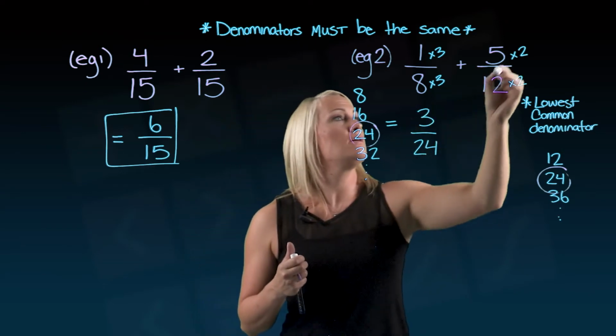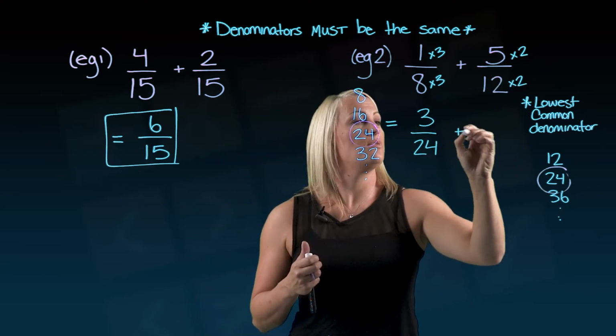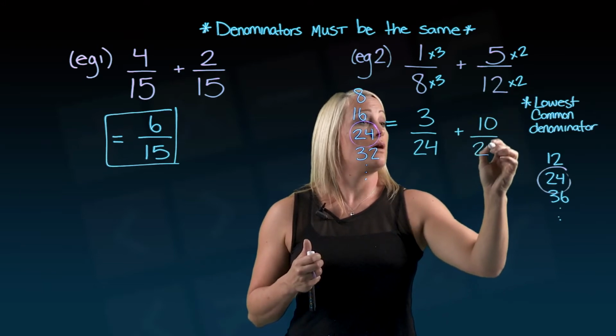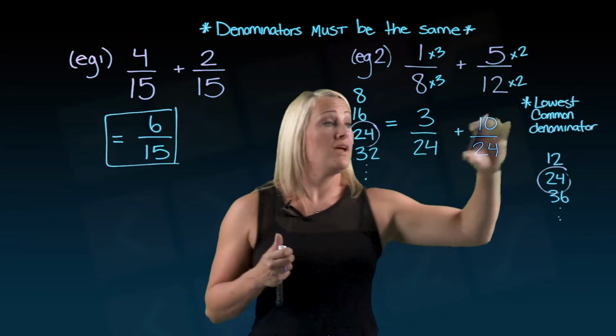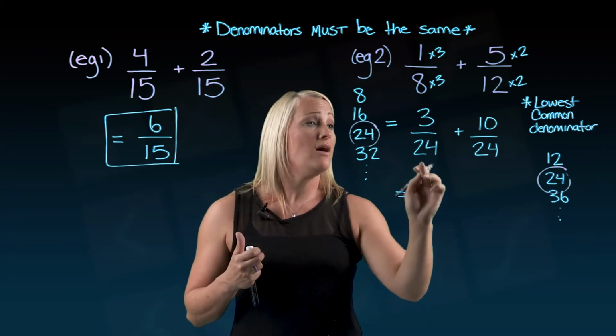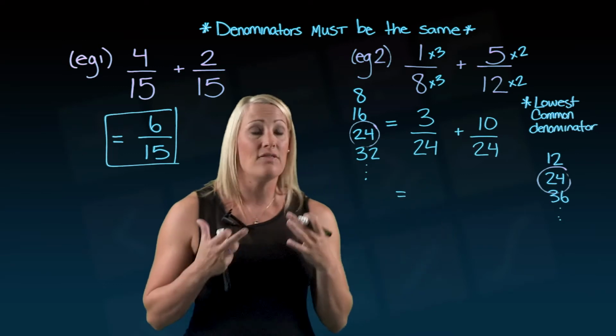I'm going to do the same over here. 5 times 2 is 10. Leave that plus sign intact there. 12 times 2 is 24. And again, 5 over 12 and 10 over 24 mean the same thing. They're just written differently. But now I've got common denominators. I can add those two together.